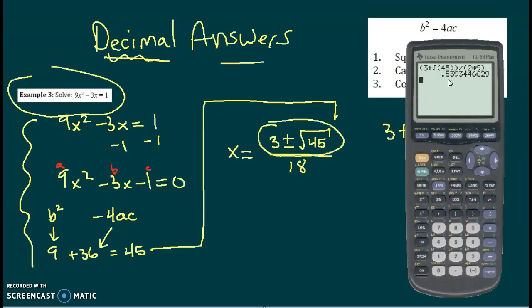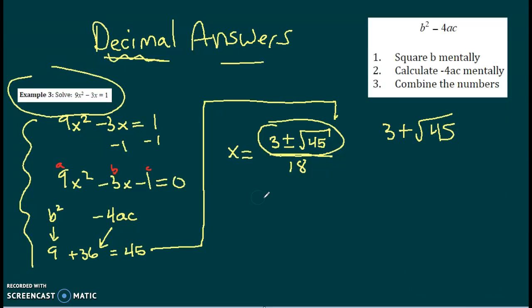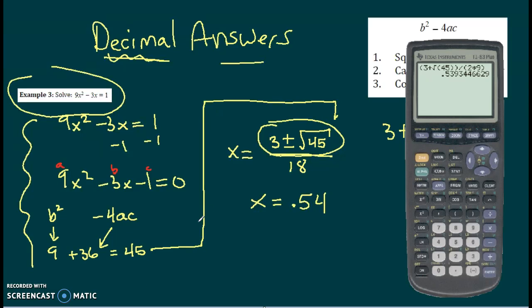I'm going to round to the nearest hundredth, I think it said, which is 2 places. So since this is a 9, it'll be 0.54 as one of my answers. So I took care of the 3 plus root 45, now I've got to do 3 minus root 45.